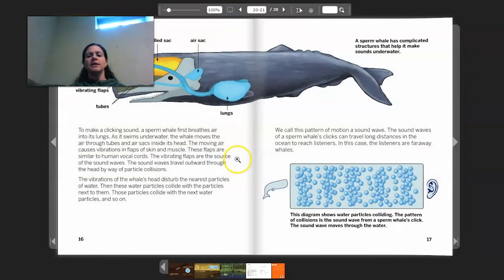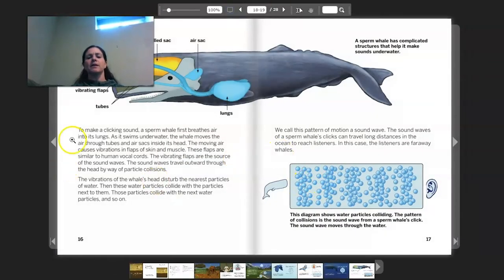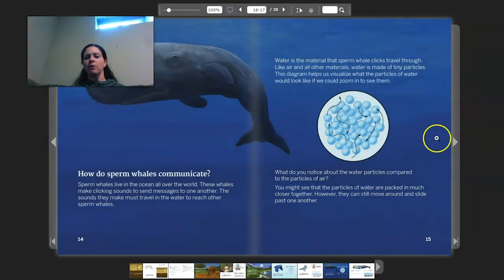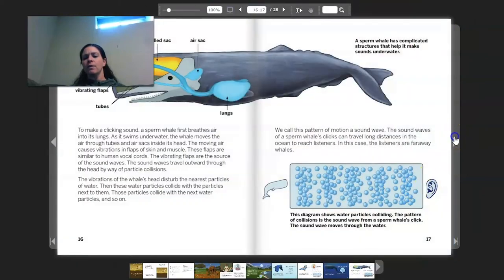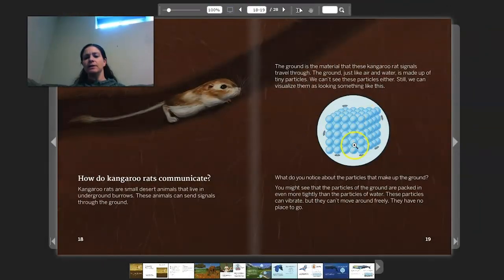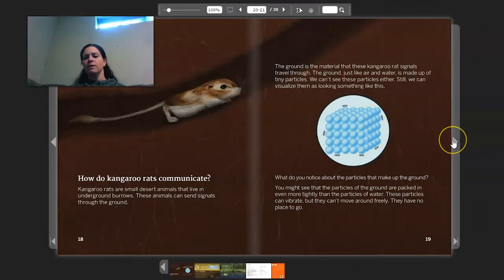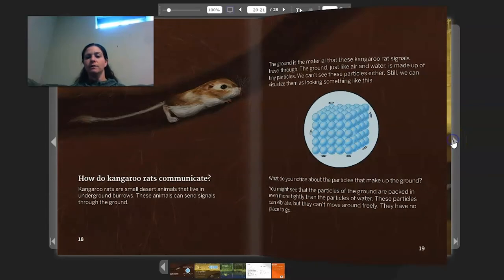So that's a little bit different than the water, where it seems like the particles can move a little bit more. So I wonder if that's going to make a difference if there's sound traveling through the ground.